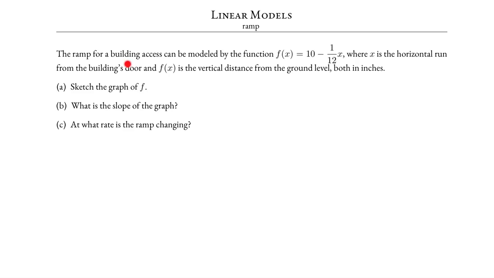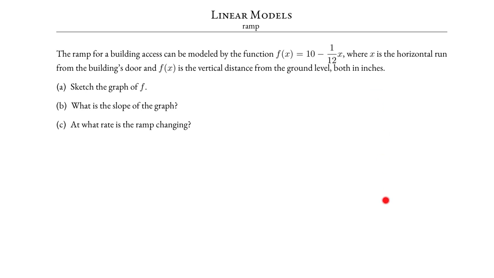The ramp for a building access can be modeled by the function f of x equals 10 minus 1 over 12x, where x is the horizontal run from the building's door, and f of x is the vertical distance from the ground level, both in inches. Sketch the graph of f. What is the slope of the graph, and at what rate is the ramp changing?